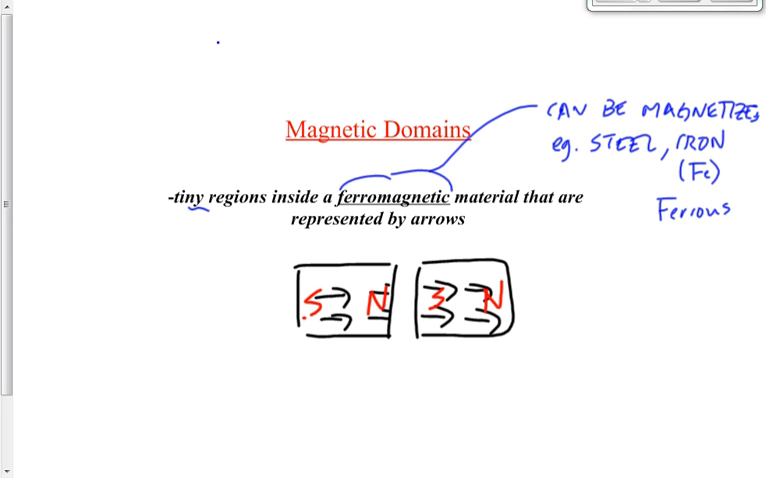Does that make sense? There's one of the big differences with electricity, right? You can have a single charge, a positive or a negative, or you can have both. With magnetism, you can only have two poles. You can only have a north and a south. You can't have one or the other. All right?